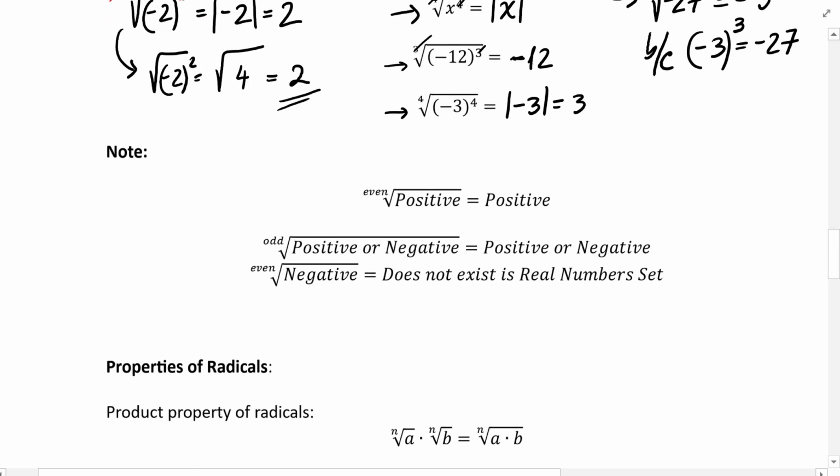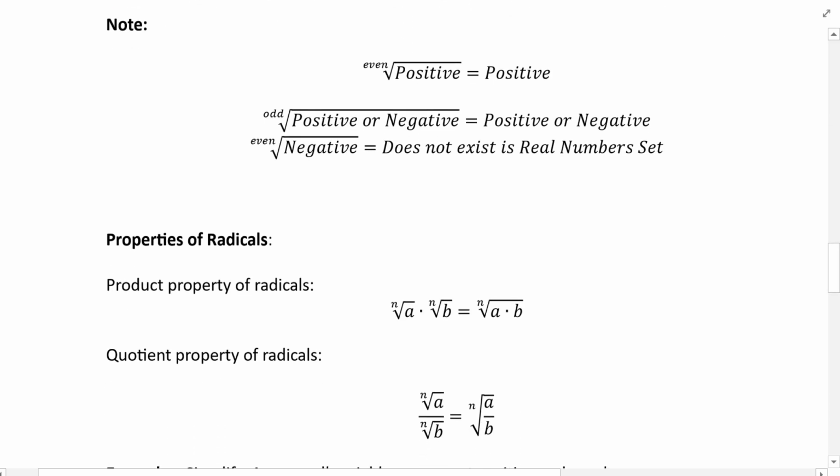So just a quick summary. If we have an even root of a positive number, we will always produce a positive number. If we have an odd root of a positive number, we are going to get a positive number. If we have an odd root of a negative number, we are going to get a negative number. And if we have an even root of a negative number, like for example, the fourth root or square root, let's say, of negative 81, well, it does not exist in the real number set. And we are going to talk about complex numbers, but not in this lesson.